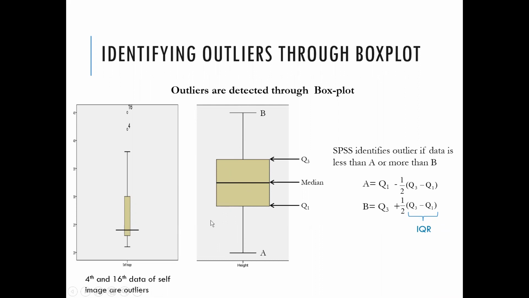This is a normal distribution, right? Everything is centered. The left-hand side, however, depicts a skewed distribution. So if you look here, our median is pulled down here, very close to the first quartile and very close to our minimum value. And then up here, we see that the observations 4 and 16 are outliers. So in SPSS, what it will do is it will actually plot the outliers this way.